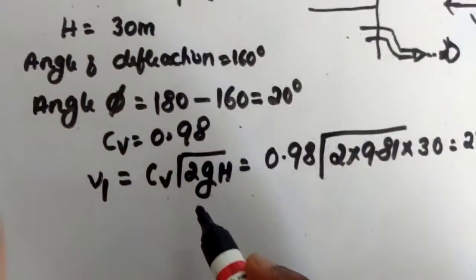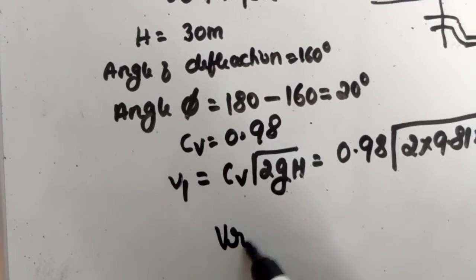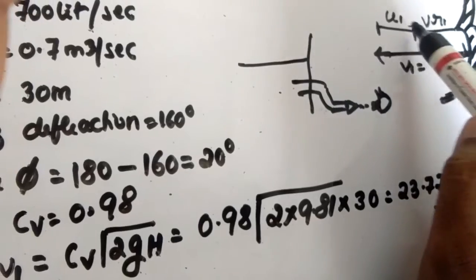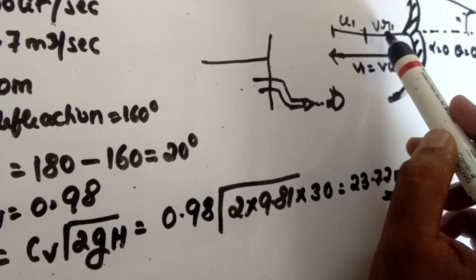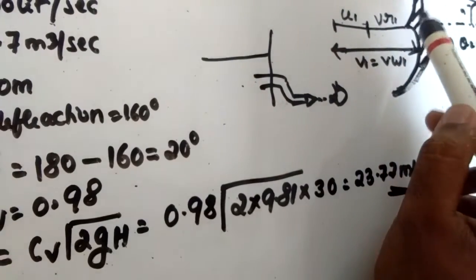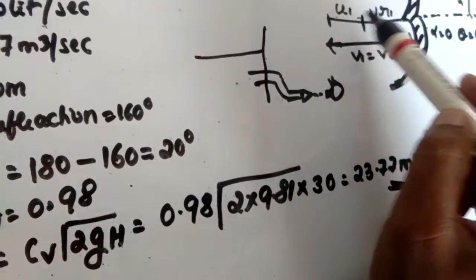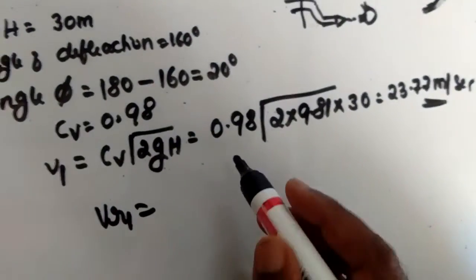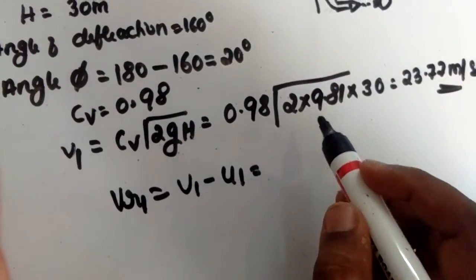So the relative velocity also we need to find. What is the relative velocity? That is VR1. We know that V1 minus U1 will give VR1. The relative velocity is relative to this plate, which is moving, so it is related to the initial velocity just as the jet strikes. For that reason we need to find VR1. VR1 is equal to V1 minus U1. So the V1 value we know.